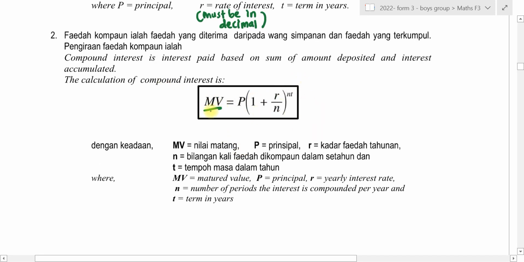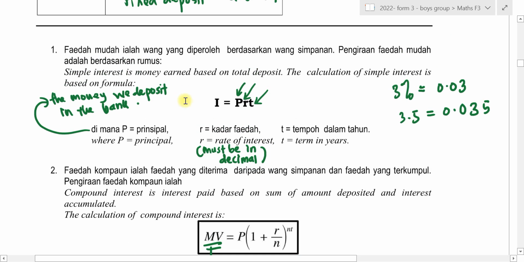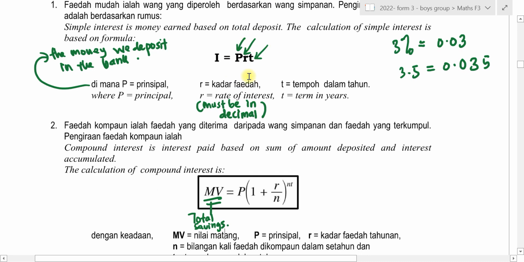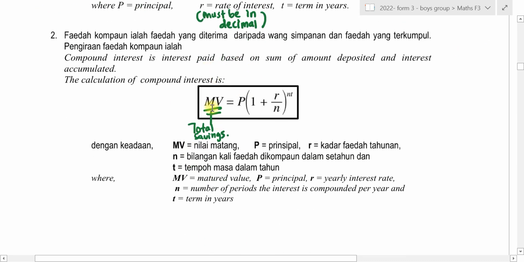Okay, this MV means maturity value. Maturity value means total savings. The total savings you will have is, this one is just to calculate the interest only. Beware of that. This one calculates the total savings. Total savings means your principal plus your interest. Okay, the formula is P bracket 1 plus R over N, to the power NT. Okay, so you just get to know first. Later I will teach you how to use it, because if you learn everything in one shot, it will give you a headache.